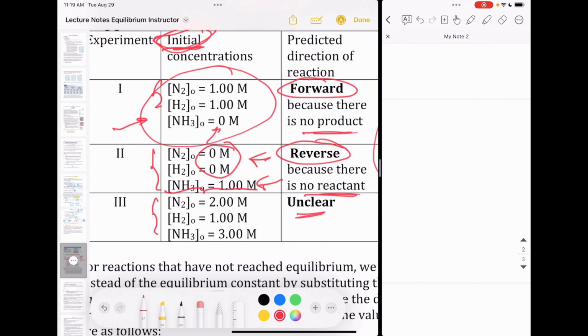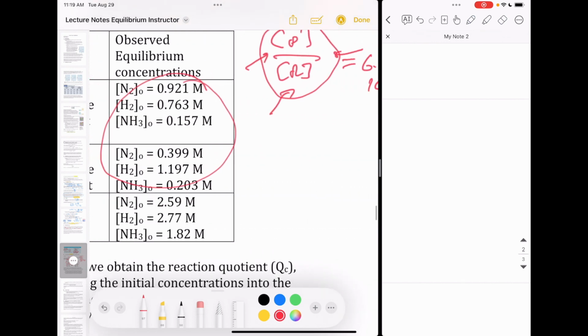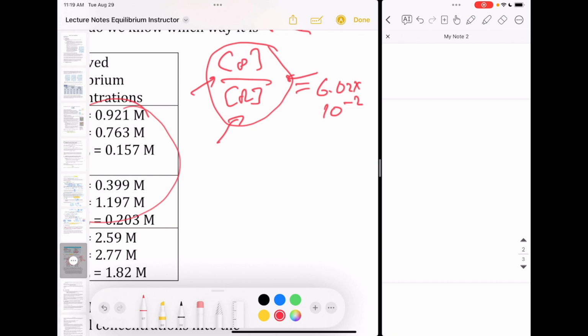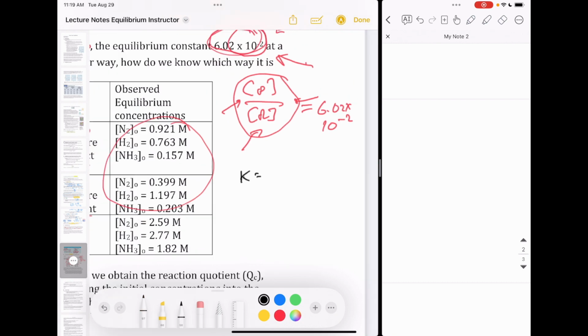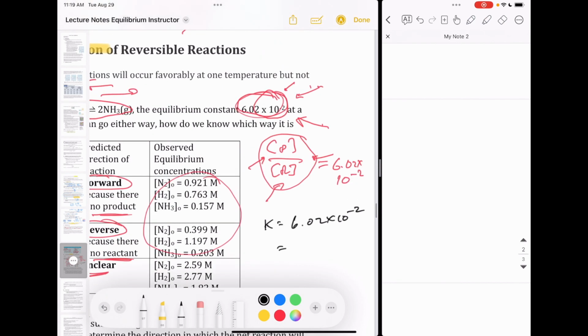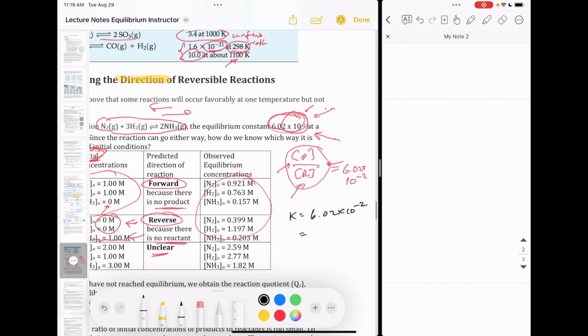Are we going towards the product side? Are we going to the reactant side? There's actually a way to tell by looking at the value of this equilibrium constant. Remember that our K is 6.02 times 10 to the minus 2. So we know that when we're done with our reaction, because remember, equilibrium means that you're done with your reaction, the ratio of NH3 squared over N2 times H2 cubed should be equal to this number right here.